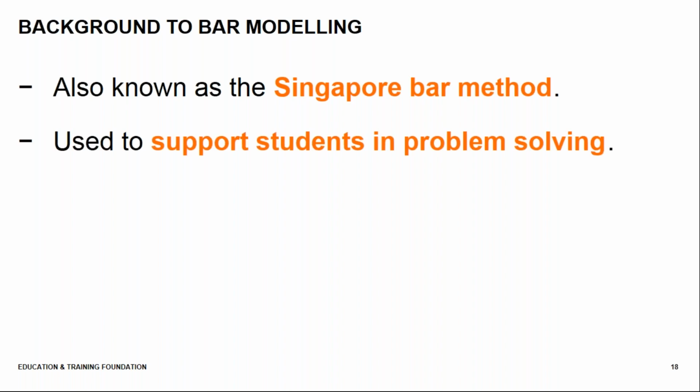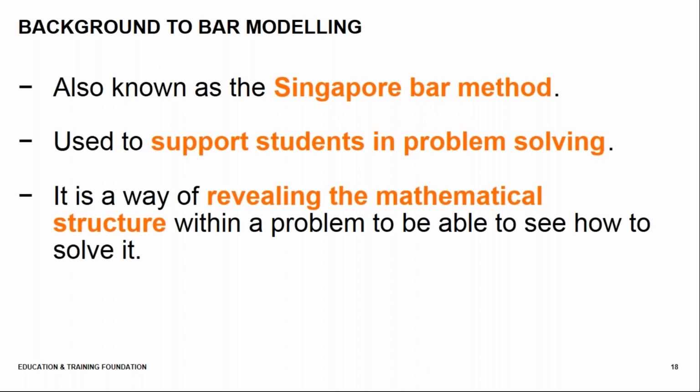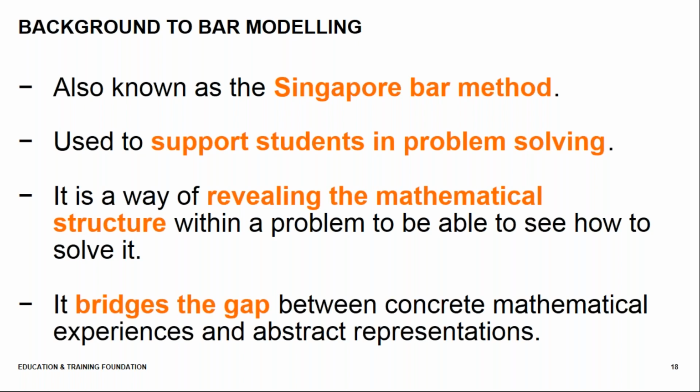It is used to support students in problem solving and is a way to reveal the mathematical structure within a problem. This is where I would use the Cuisenaire rods as a concrete resource, which can then be transferred to a diagram or picture, if you like to think of it in those terms. Squared paper can be used to support students to set out the model neatly, which will give them the best chance possible of getting to the abstract representation. It bridges the gap between concrete mathematical experiences and abstract representations in the same way that Bruner's approach does.